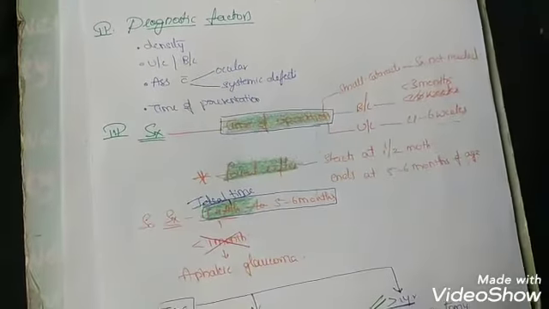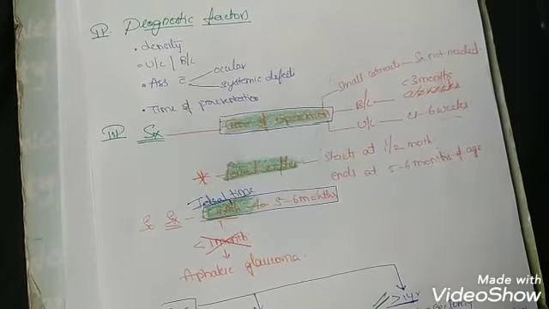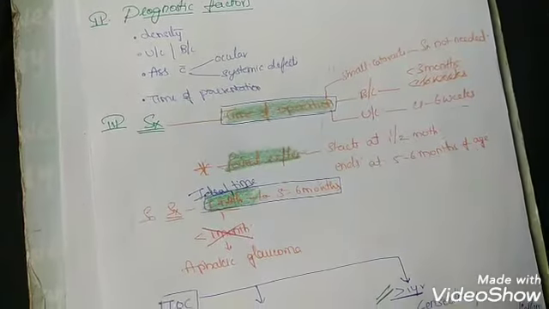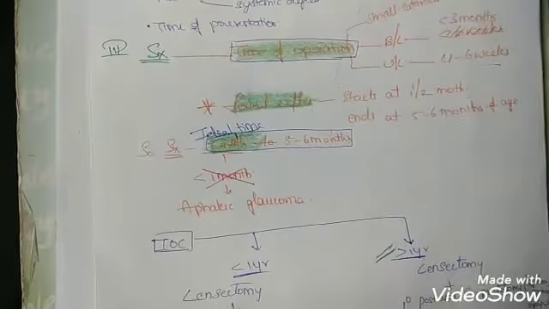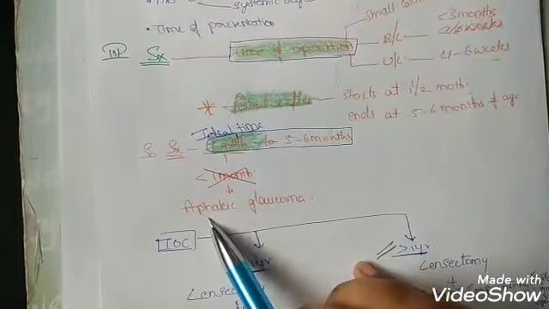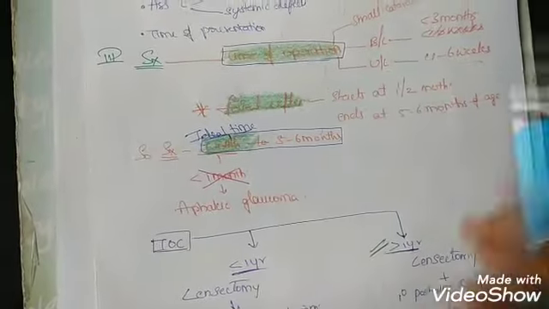And then the ideal time we are saying is 1 to 1.5 months, that is 4 to 6 weeks. Why not before 1 month? Before 1 month it may lead to aphakic glaucoma.